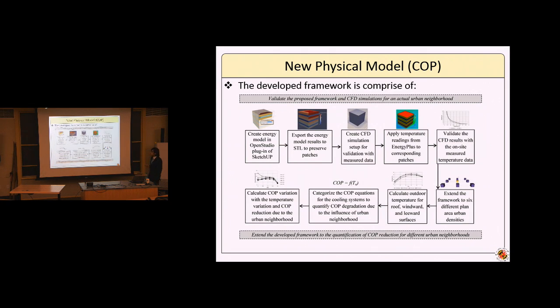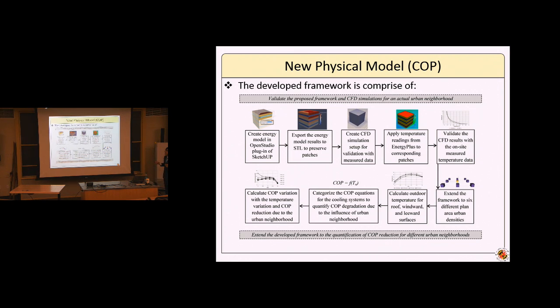Okay. Let me start from what we did. So the way we did it, the first top part shows the experimental work in an actual neighborhood, and the bottom part shows the hypothetical model we looked at. So for the first part, we made sure we could calculate the surface radiations on the building surfaces. When we had those surface radiations, we incorporated that into our airflow simulations, meaning how those surface temperatures as a boundary condition could influence our CFD simulations.